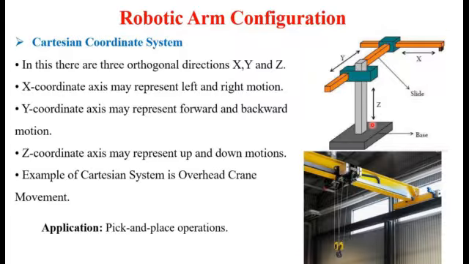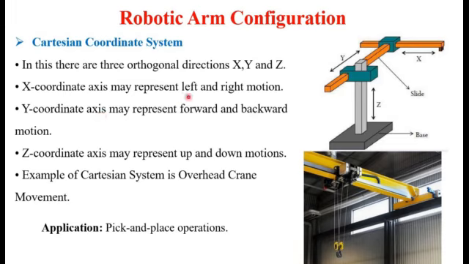So this is the robotic arm configuration, in which the first type is the Cartesian coordinate system. Here there are three orthogonal directions, x, y, and z. This robotic arm will move along the positive x and negative x direction, along the positive y and negative y direction, and along the positive z and negative z direction. That means this arm will slide along the x, y, and z directions.